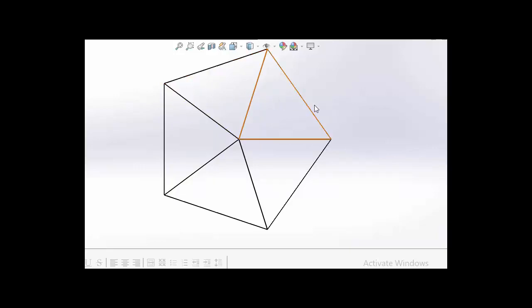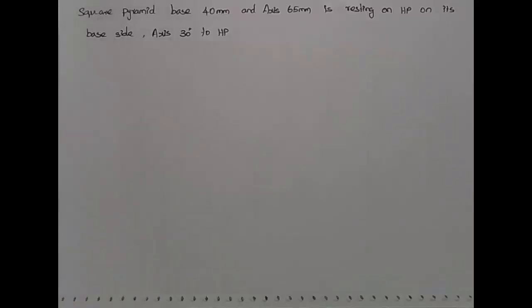Let me take a problem and solve that. In the problem, it is given that it is a square pyramid. A square pyramid of base 40 mm and axis 65 mm, right? A square pyramid of base 40 mm and axis 65 mm is resting on HP on its base side. So the resting condition given is that it is resting on its base side. So the axis is 30 degree to HP.